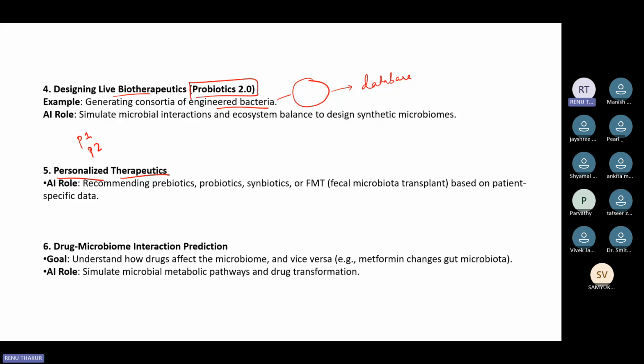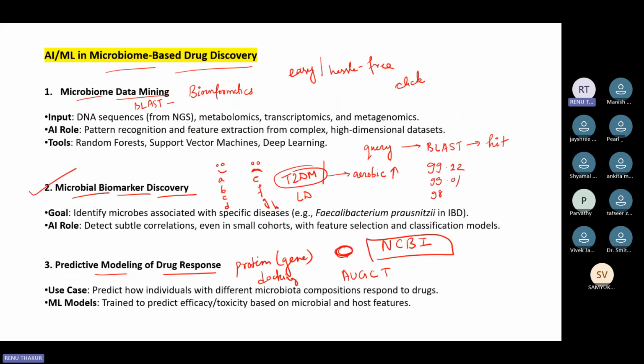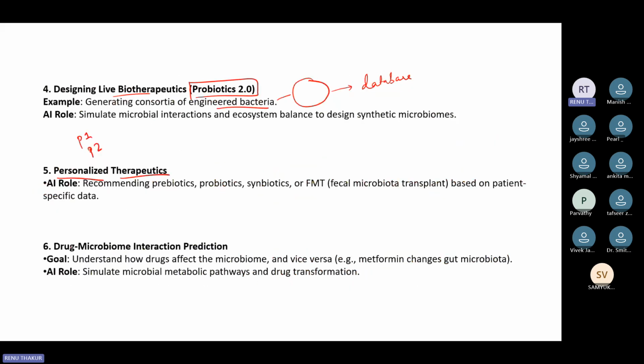And this third point and this sixth point can be correlated. Drug microbiome interaction prediction is, again, nothing but a docking study: this is the active site and you have this type of drug, so whether they will be interacting or not. All these things are predicted by different software we have available. AI's role is to simulate microbial metabolic pathways and drug transformation. So for all these purposes, we use AI ML.